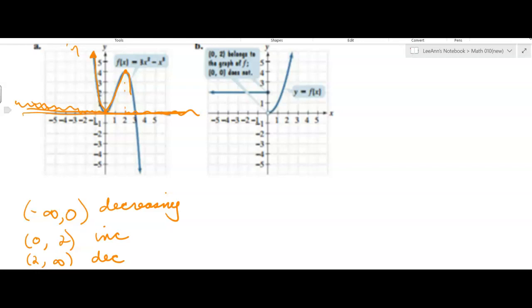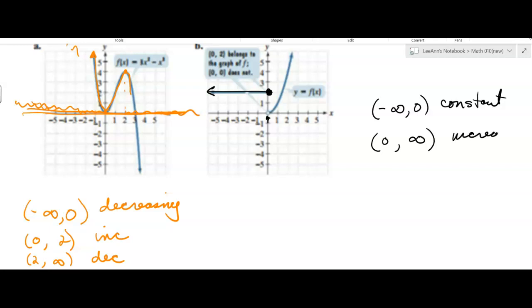For B, you've got a line going like this, stopping right there. So we're saying from negative infinity to 0, because that's where x is 0 there, that is constant. And then from 0 to infinity, it is increasing. Okay, so I hope that example helps.